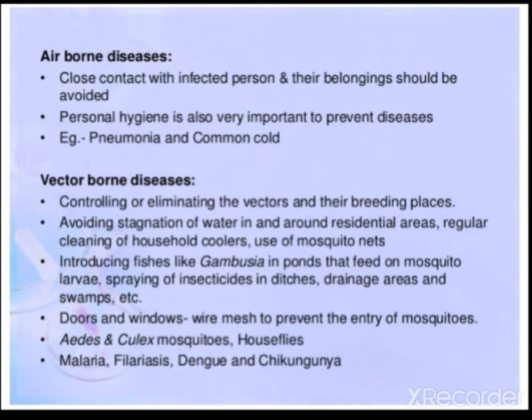On doors and windows you have to use wire mesh to prevent the entry of mosquitoes. Aedes mosquito, Culex mosquito, house flies are vectors. They can cause malaria, filariasis, dengue, chikungunya. These diseases are spread through these vectors.